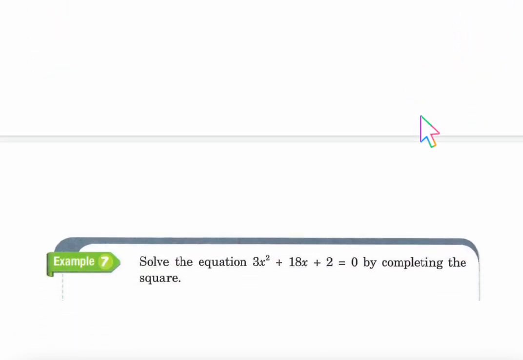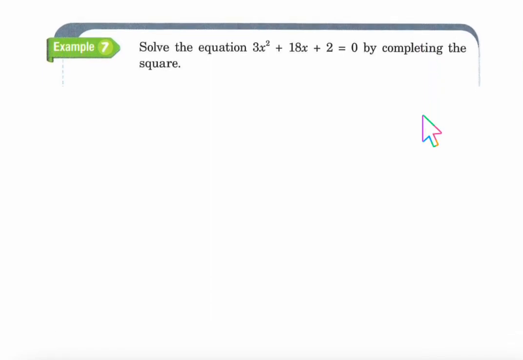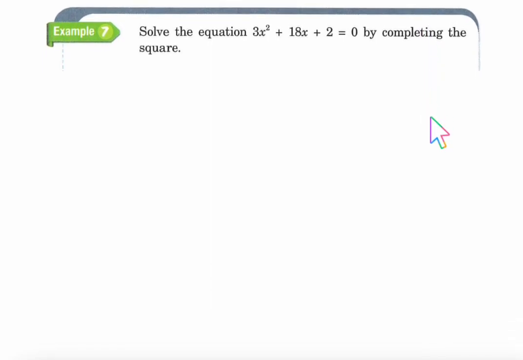Okay, let's do one more example from the book. Here's example 7. Solve the equation 3x squared plus 18x plus 2 equals 0 by completing the square. Go ahead and pause the video and try it on your own first. Okay, so we need to use completing the square method here because normal factorization won't work.